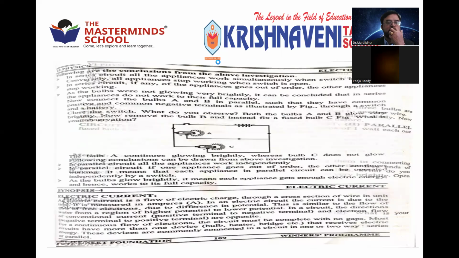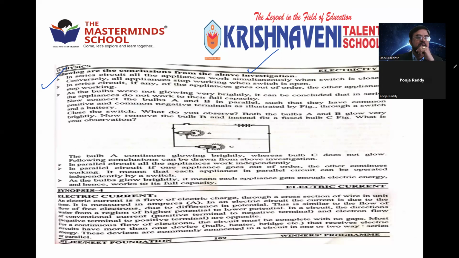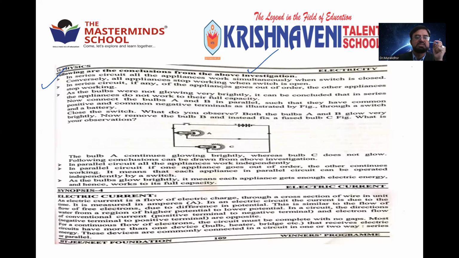Now some more information. The following are the conclusions from the above investigation. In a series circuit, all appliances work simultaneously when the switch is closed. Conversely, all appliances stop working when the switch is open. In a series circuit, if any of the appliances goes out of order, the other appliances also stop working. That is a disadvantage. When you connect the bulbs in series, if one bulb stops working, the next one won't work, because current won't flow there.